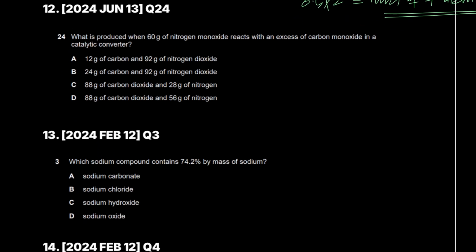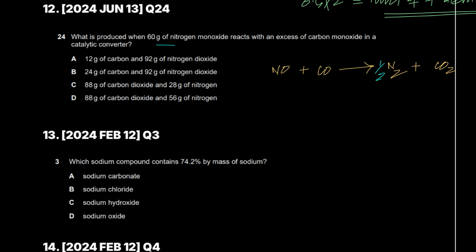What is produced when 60 grams of nitrogen monoxide reacts with excess carbon monoxide in a catalytic converter? So you have nitrogen monoxide, carbon monoxide gives me what? N2 plus carbon dioxide, doesn't it? And you have 60 grams of nitrogen monoxide. So how do you balance it? Just half this stuff. That's it, literally.